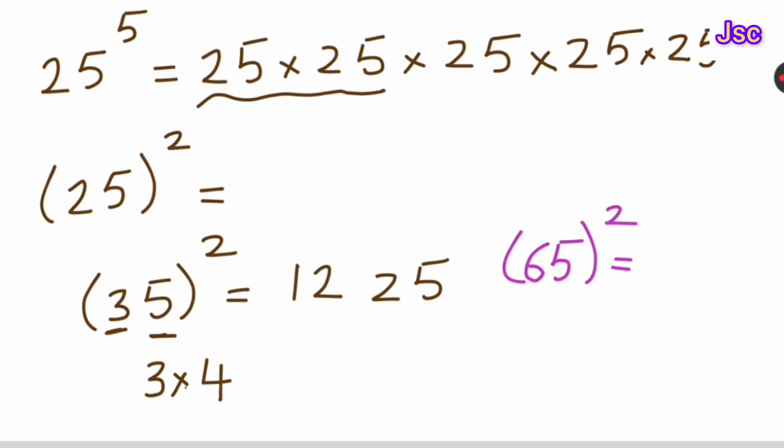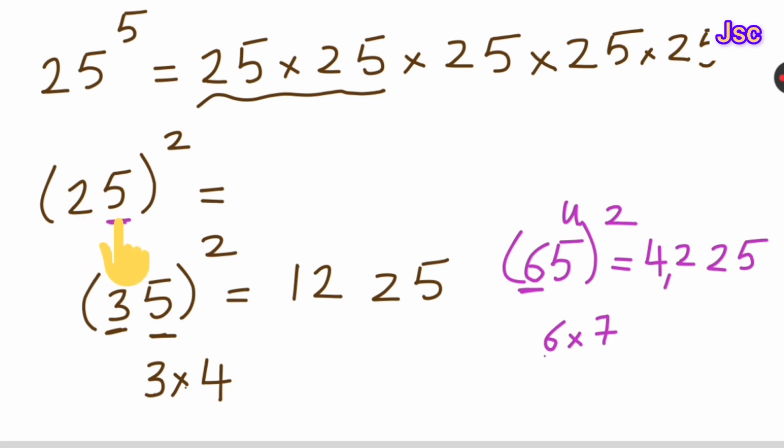So what we do? You have to square the last digit, which is 5. 5 square is 25. And then take the first number 6 and multiply it with the next number. 6's next number is 7. So 6 times 7 is 42. So 65 whole raised to the power of 2, the result is 4225.